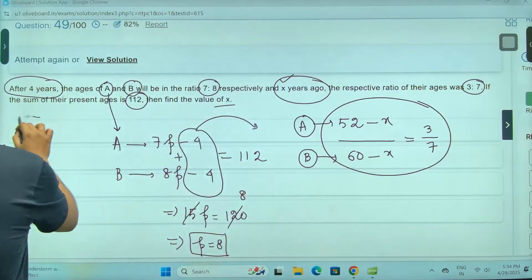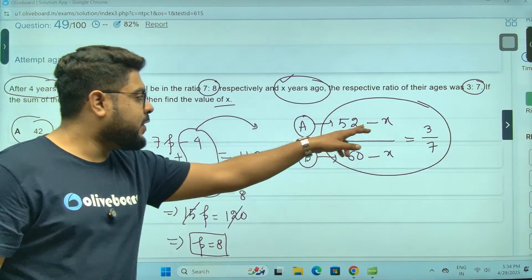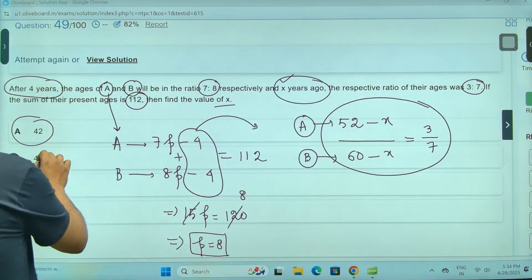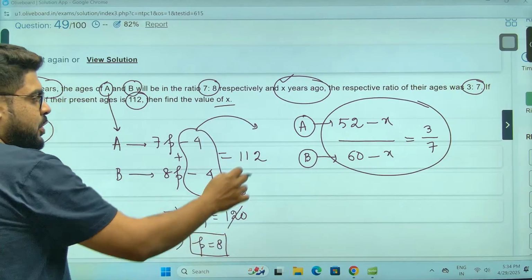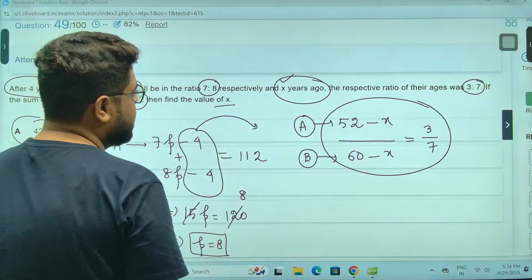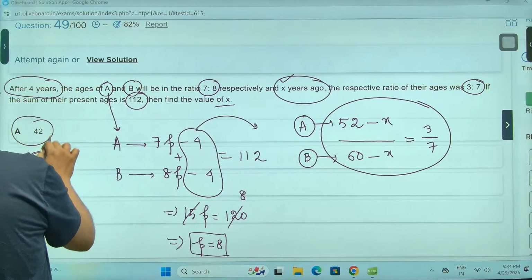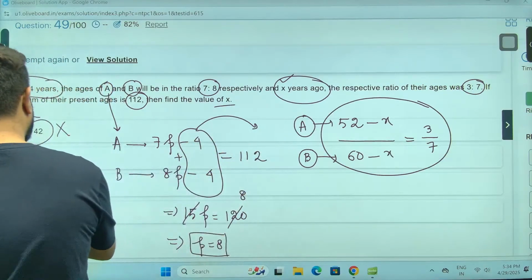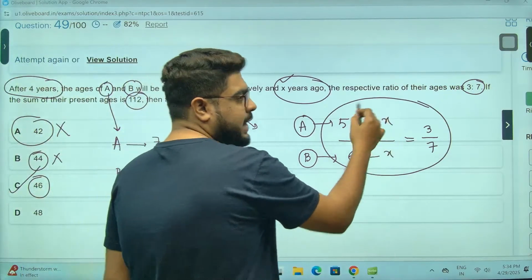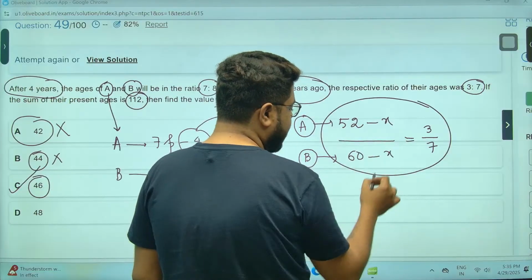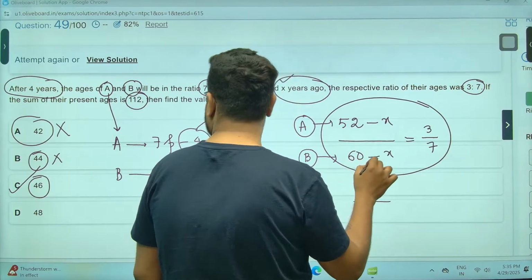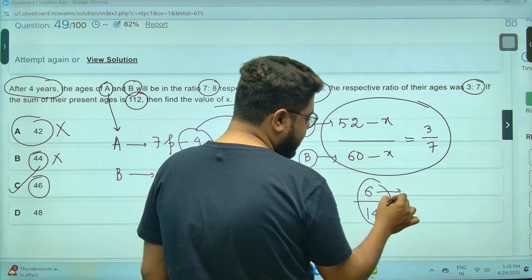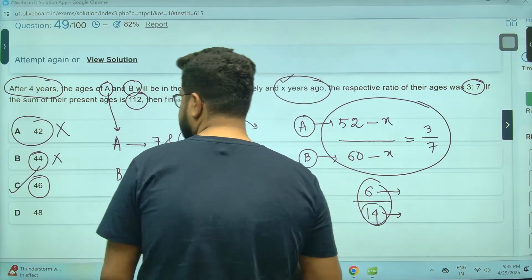If I put X equal to 42, then 52 minus 42 is 10, not a multiple of 3. Cannot happen. If I put 44, it is 8, not a multiple of 3. Cannot happen. 46 can happen; 46 has to be the answer. If I take 46, 52 minus 46 is 6, and 60 minus 46 is 14. It's a multiple of 3 and a multiple of 7. So your answer is 46.